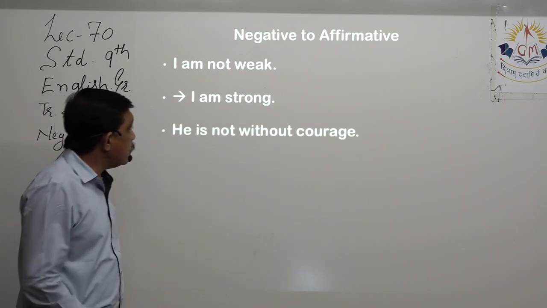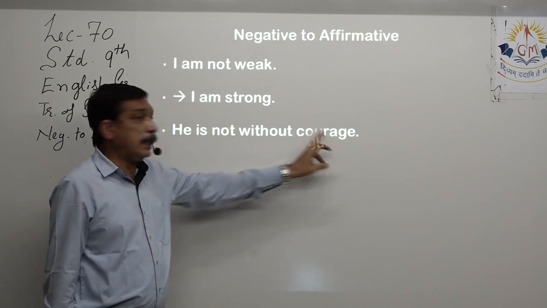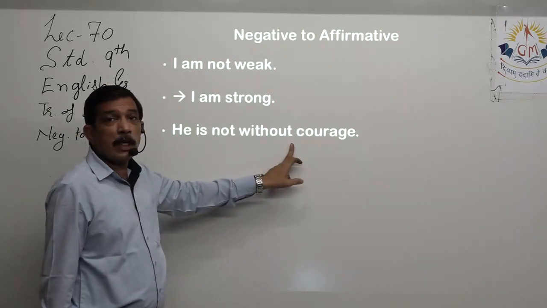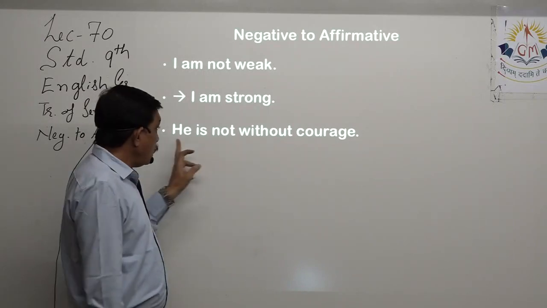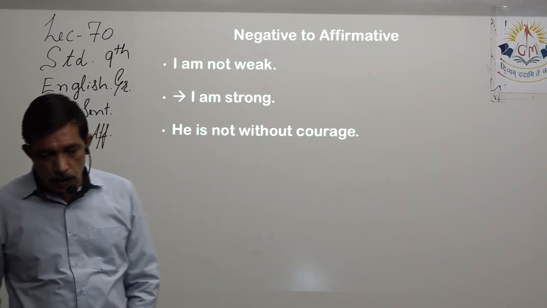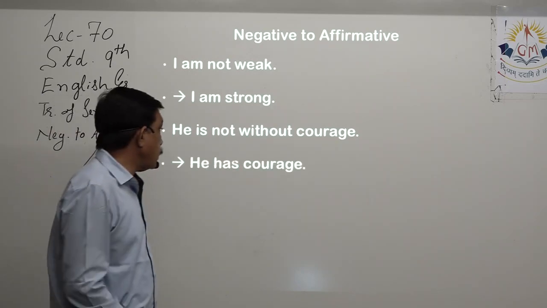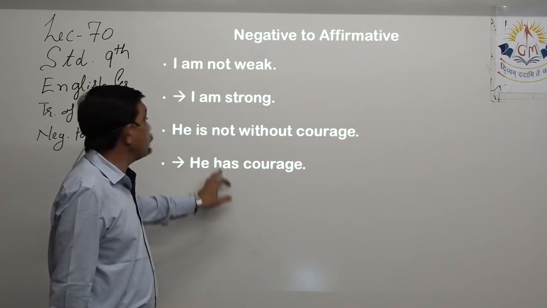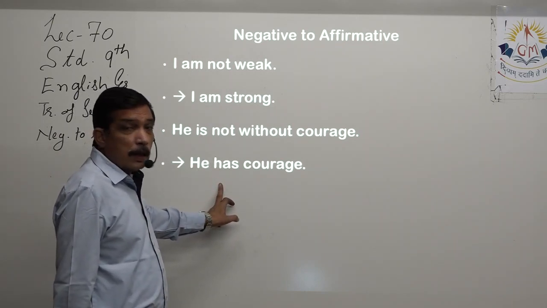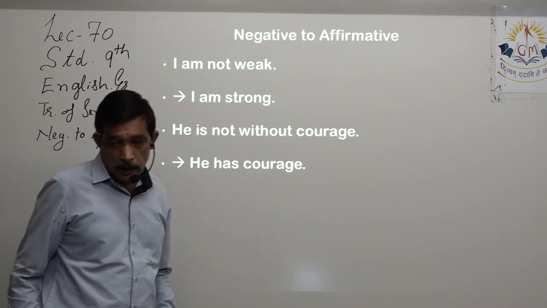Next sentence we saw is he is not without courage. Is not without, that means having. So he is having courage. According to the tense that is used over here, which is present tense, so he has courage. Because if we try to use the same thing, then he is having courage, yes, so he has courage.